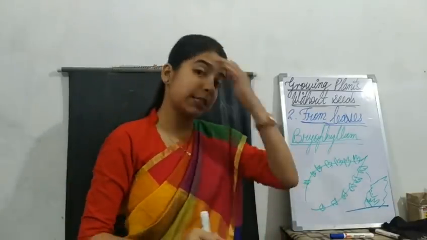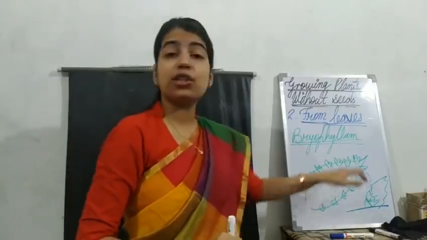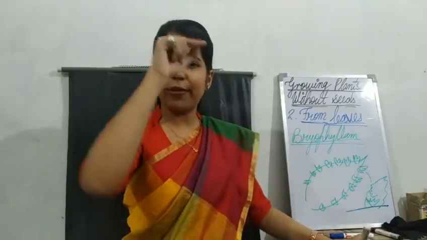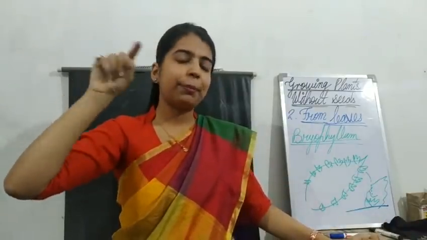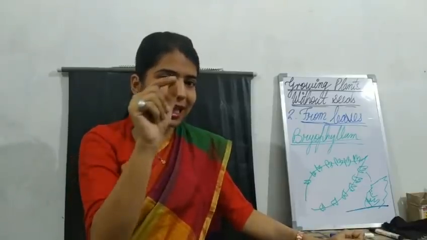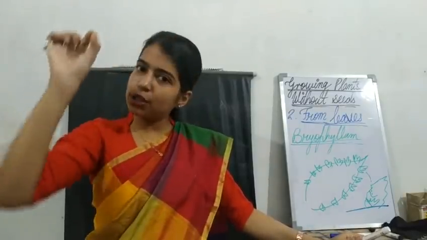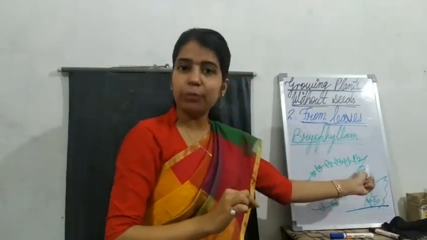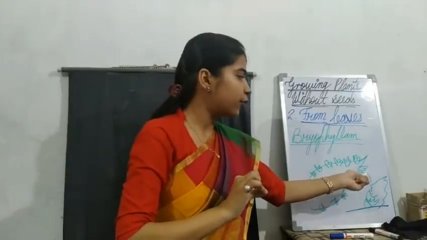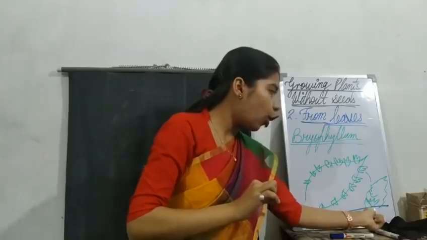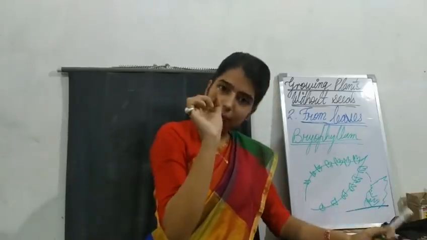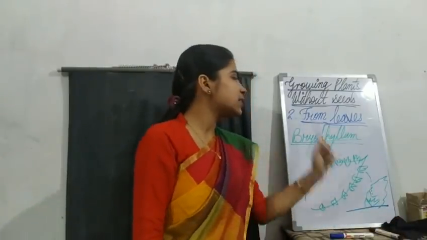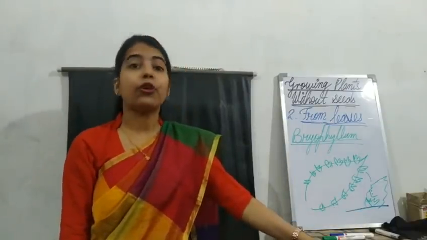Bryophyllum is one such plant, where on the edges of the leaves you will find small buds coming out. If you see, the picture is shown in your book also. So if you see that picture carefully, you will see small buds all over the edges of the leaves. These buds will separate from the parent leaf, and once they fall on the ground, what will happen? From this small bud, a complete new plant will come out. Is it clear to you all? So this is how you can grow a complete new plant from the leaves.